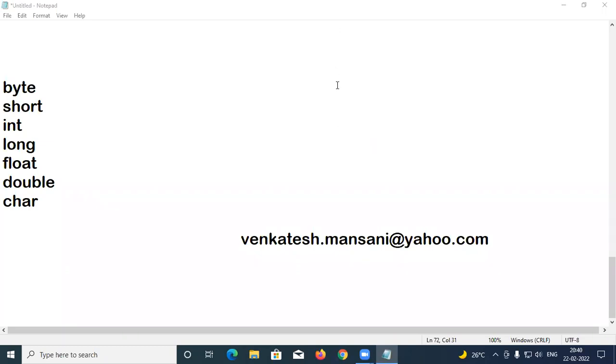Boolean cannot be converted in Java. It is not possible. They prepared it like that only. True, false cannot be converted to other types. Tomorrow I'll explain. Don't worry. Tomorrow also I'll explain again. Don't worry.